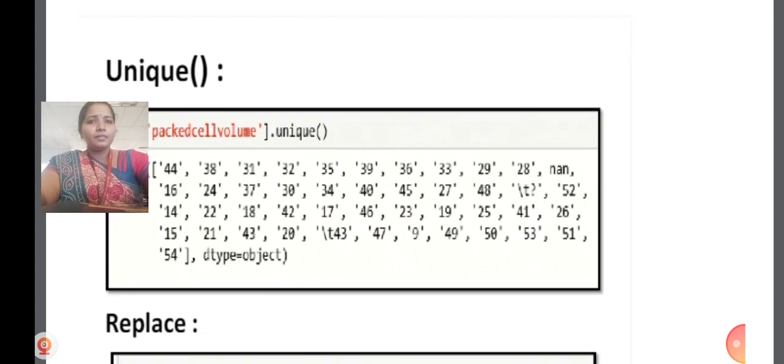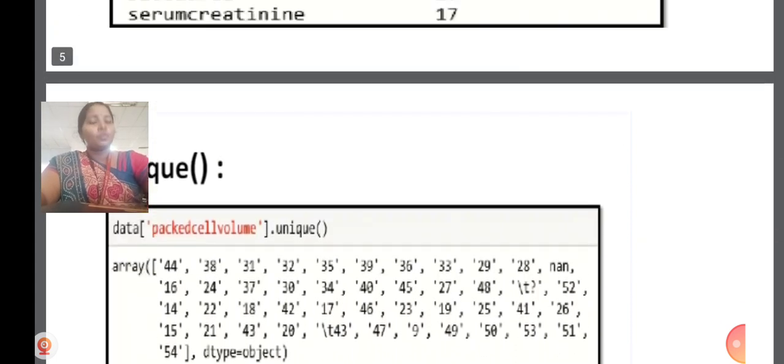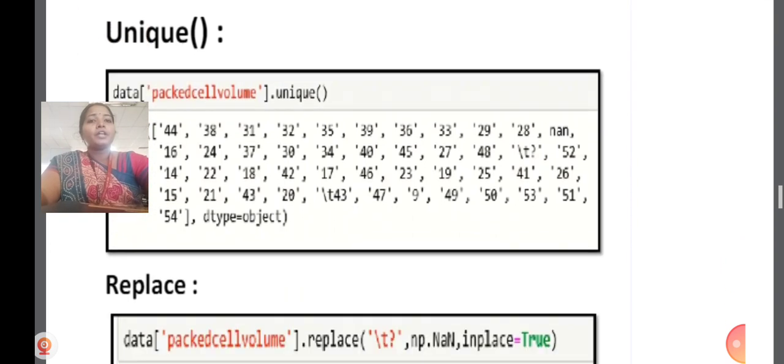Then the unique function is used here. Why are we using that? There will be different types of persons. For each and every person, we have to collect their age, their hypertension range, their serum creatinine range. Everything is unique, so we are using this function.